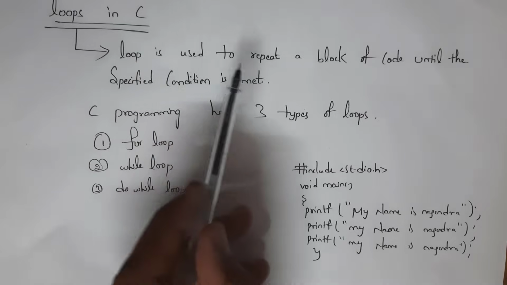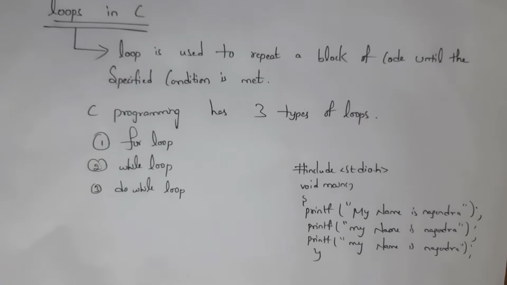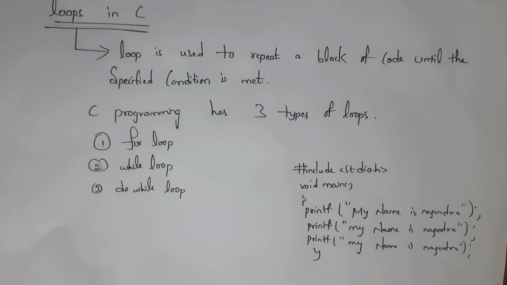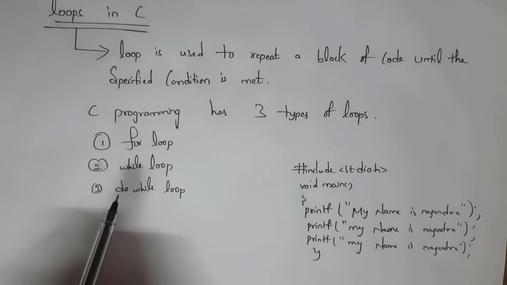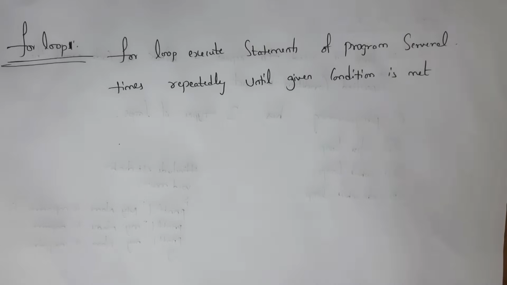A loop is used to repeat a block of code until a specific condition is met. This is the definition of a loop. C programming has three types of loops: for loop, while loop and do while loop. At first I will explain what a for loop is. This is the definition of a for loop.